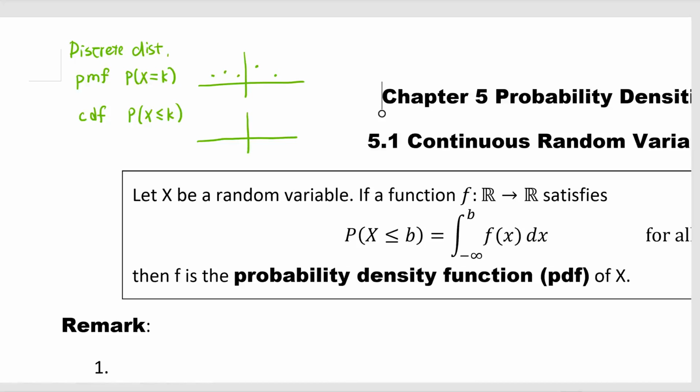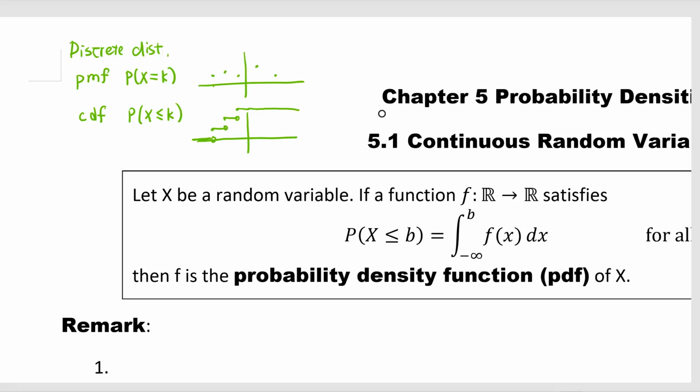And how about the picture of the CDF? For example, here, before this point we have 0, and then at this point we jump to here, to the next point. So it's like a stair-shaped function. It's non-decreasing, greater than or equal to 0, and continuous from the right. So this is a picture of the discrete distribution, the PMF and the CDF.